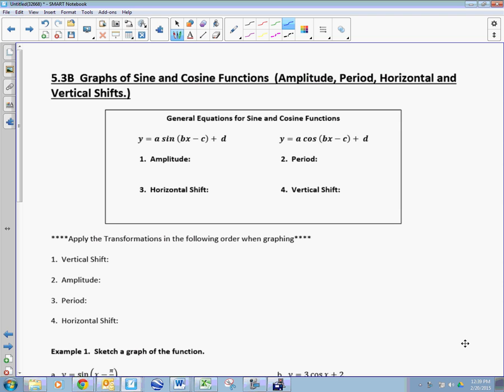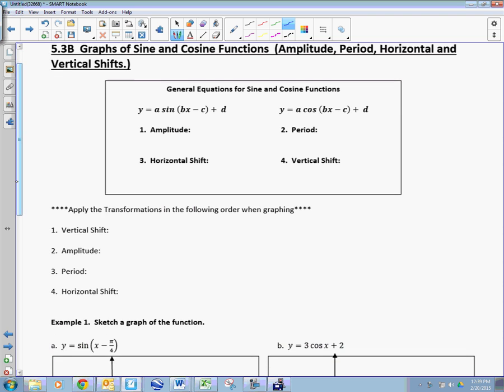Graphs of sine, cosine functions, amplitude, period, horizontal, and vertical shifts. So yesterday we focused on A and B. Today we're going to focus on C and D as well. And what happens is the amplitude stays the same. It is the absolute value of A. From yesterday, do you remember the period? 2 pi over B. Very good.